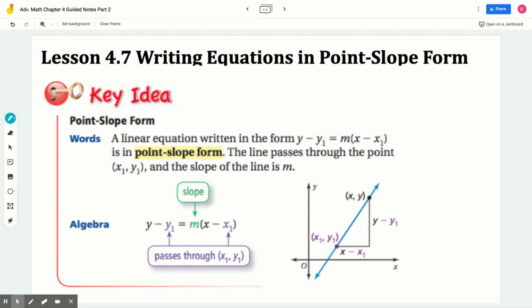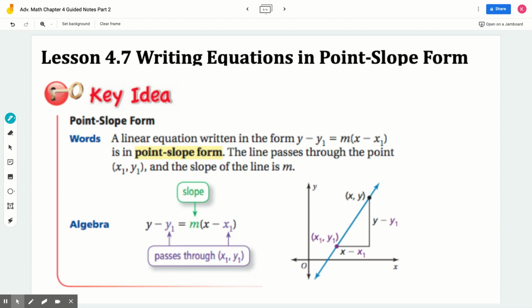On lesson 4.7, we're going to be talking about writing equations in point-slope form. A linear equation written in the form y minus y1 equals m times x minus x1 is in point-slope form. The line passes through the point x1, y1, and the slope of the line is m.